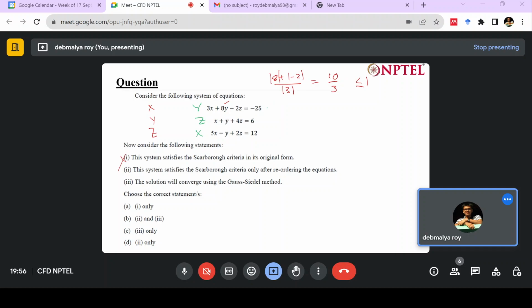Let's now calculate. For this particular equation, how much is the value that is coming out to be? This is 3 plus 2, 5 by 8. So this is definitely less than 1, so the less than or equal to 1 criterion is also resolved. We do not have to worry about that. Okay. What about this, 1 plus 1 divided by 4? This is 2 by 4.